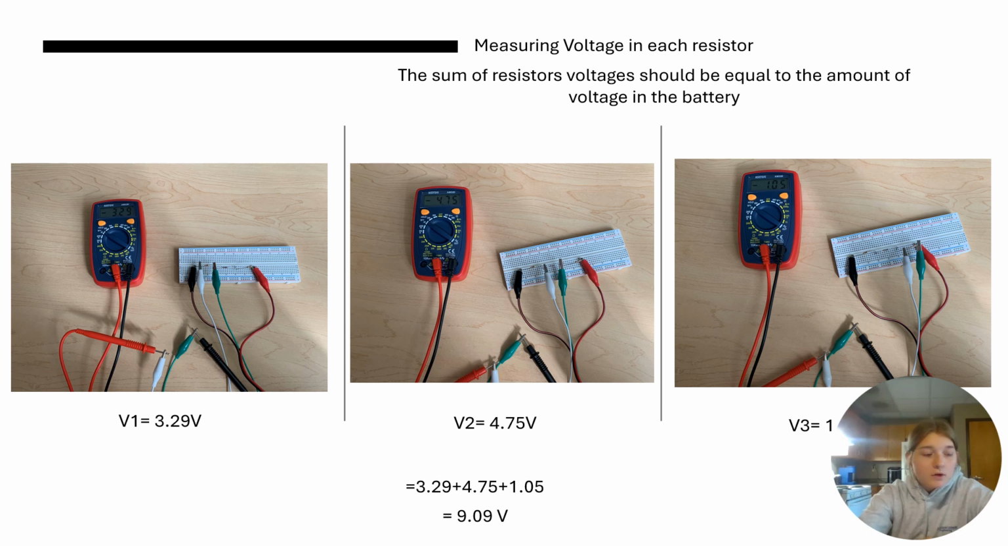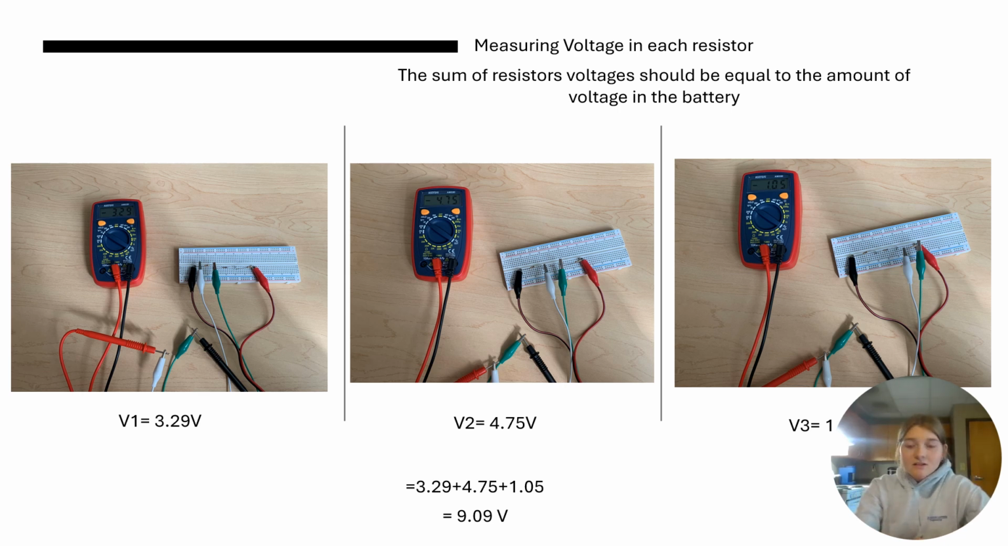So the voltage for R1, I ended up getting 3.29 volts. So then I did the same process for R2. I moved the alligator clips to R2, so one on each side of the resistor, making sure they're not touching each other or the other resistors. Then for R2, I waited until the multimeter settled down, and then I got V2 equals 4.75 volts.